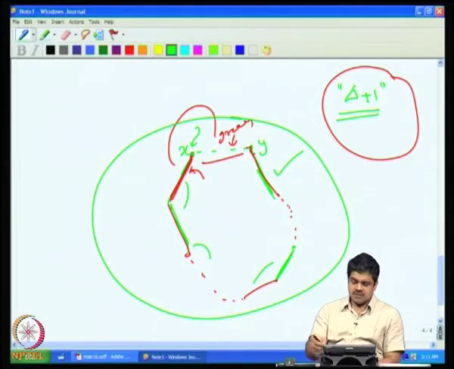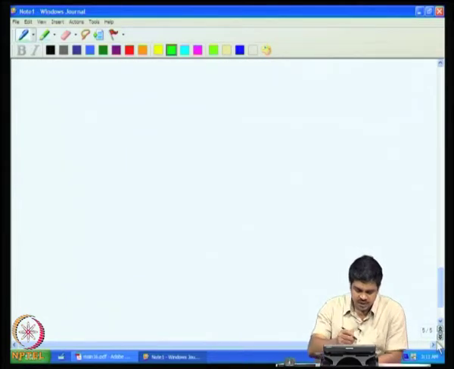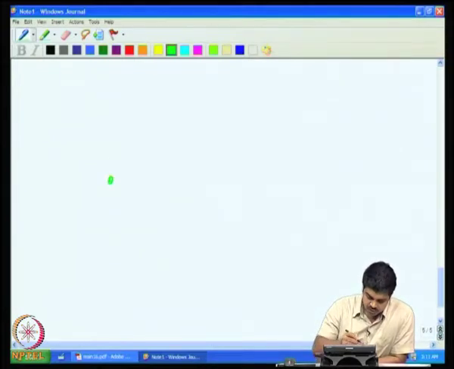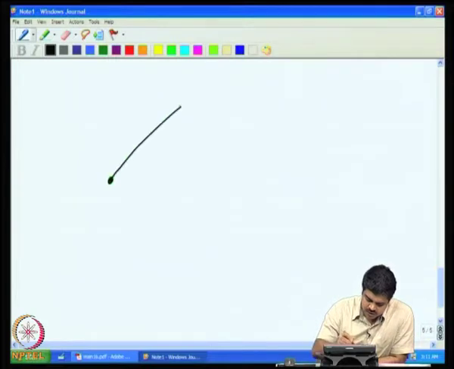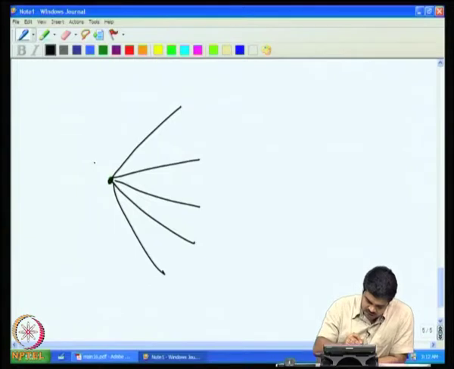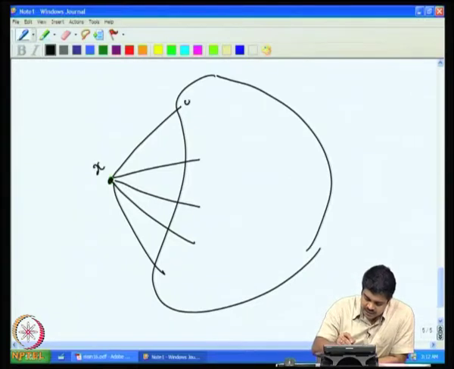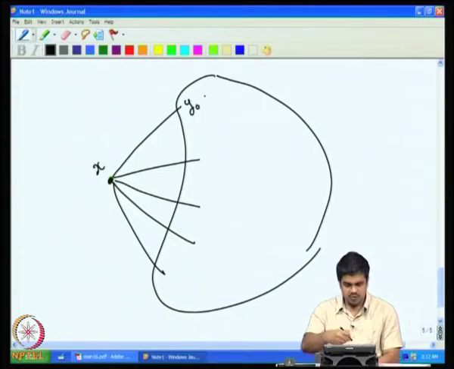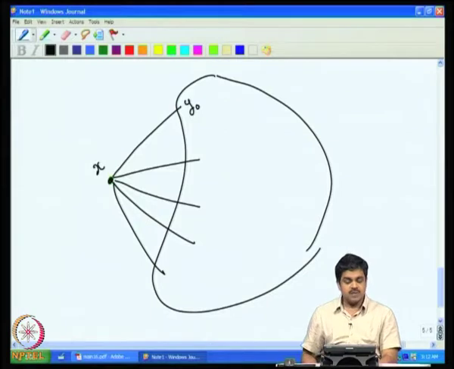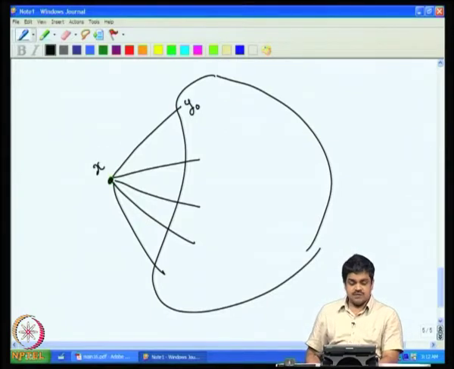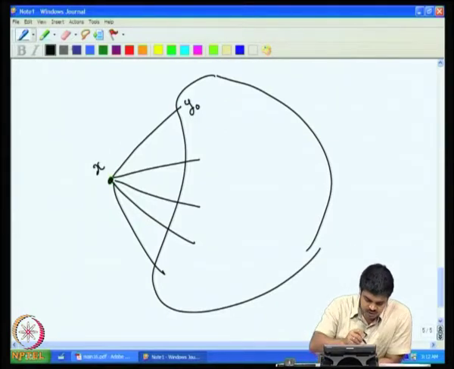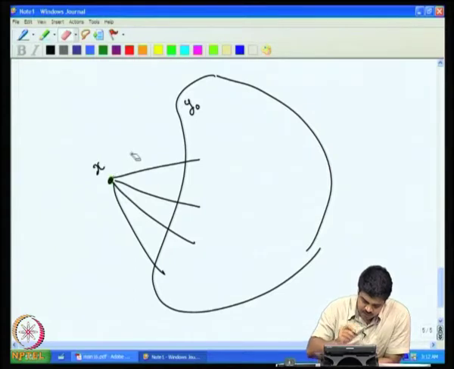Now we set up this induction this way. So we picked up a vertex, and then we looked at its neighbors. Maybe these are the neighbors of that vertex. We can call it x, and one of these neighbors can be called y0, because we are going to number them in a particular order. So the first thing is to remove this edge, the xy0 edge.